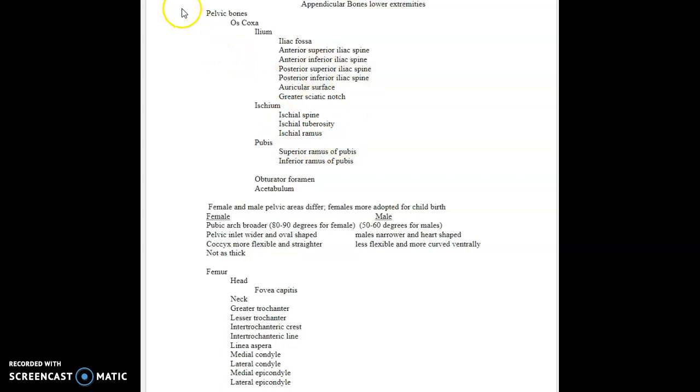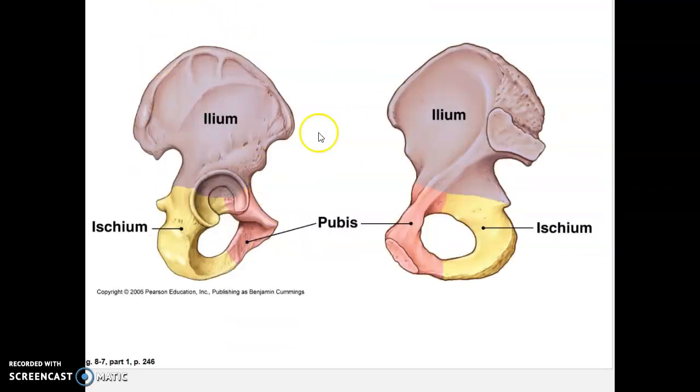Let's look at that real quick. We've looked at it earlier, but let's look at it again. The whole bone is the os coxae. Here, the upper half of the bone is the ilium. The back half of the lower side is the ischium. It has this curved area. And then the front area with kind of a pointed area is the pubis.